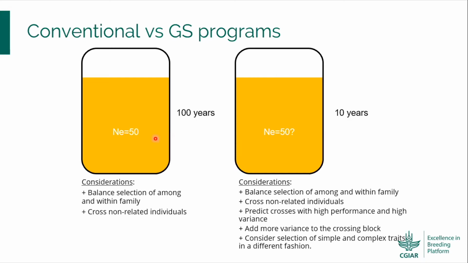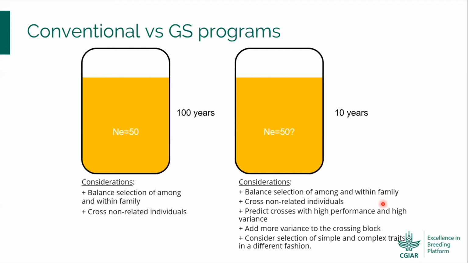And when it comes to crossing the materials, just make sure that you try to couple materials that are non-related, and that you're also selecting, like I said, some individuals in each of the best families. In the case of the GS programs, that is when you have to think about how to use that genetic variance more carefully and properly. It's not only the same: you still need to select among and within family and cross non-related individuals.